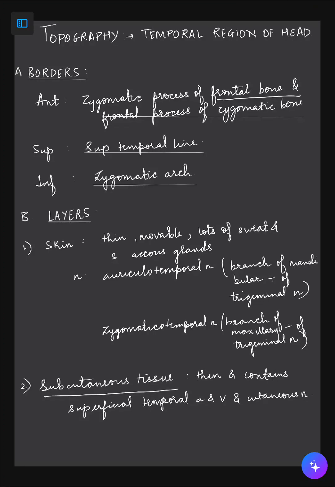Now the layers. The first layer is the skin. It is thin and movable, with lots of sweat glands and sebaceous glands.